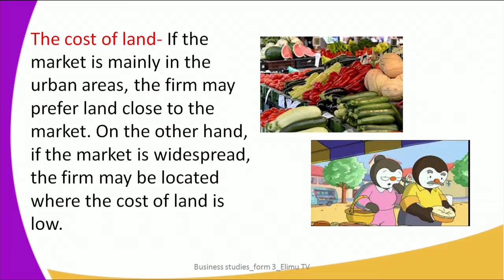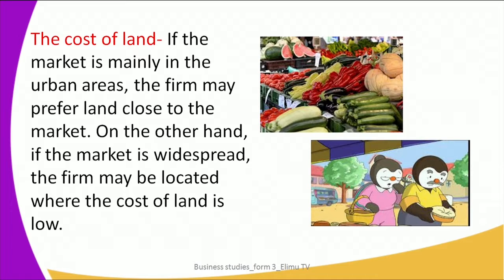The other factor influencing the location of a farm is the cost of land. As you know, land that is usually near the town centers is very expensive compared to other pieces of land in the rural areas. So if the market is mainly in the urban area, then the farm will have to go for a piece of land that is close to the market.